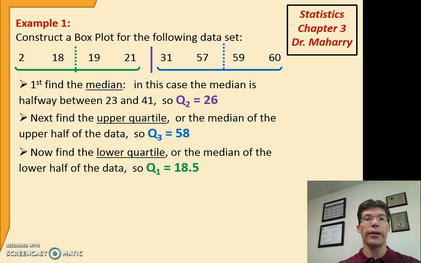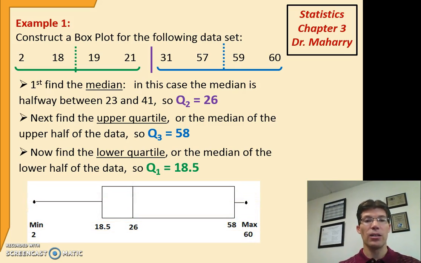Once you have your lower quartile and your upper quartile, you have the ends of the box. So the 18.5 and the 58 give you the ends of your box, and the 26 is the median, somewhere in the middle. Then we have the maximum at 60 and the minimum at 2. Notice this particular data set has some skewness to it, as the 26 is not exactly halfway between the upper and lower quartiles. If data were truly symmetrical, that median would be really close to the middle of the box, but it's skewed a little bit left. 26 is much closer to 18.5 than it is to 58. And that's how you construct a box plot.